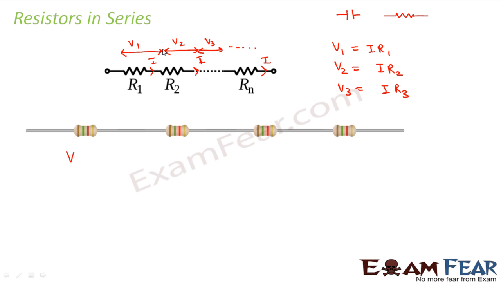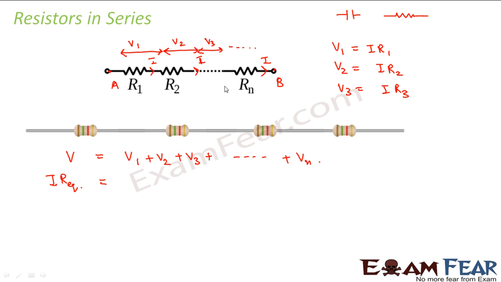Therefore, the total voltage V, that is the total voltage between these 2 points. Let us suppose these 2 points are A and B. So the total voltage between A and B is V. In that case, this V will be equal to V1 plus V2 plus V3 and so on till Vn. Now we can write this total V as I into R equivalent, that is the equivalent resistance of the circuit.